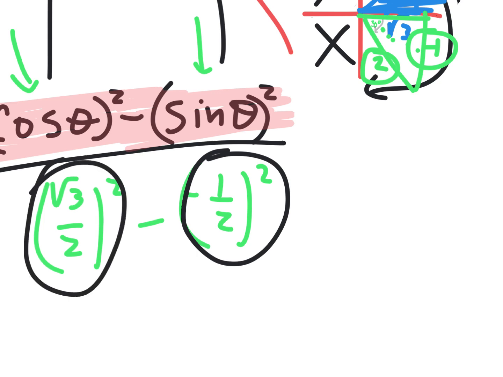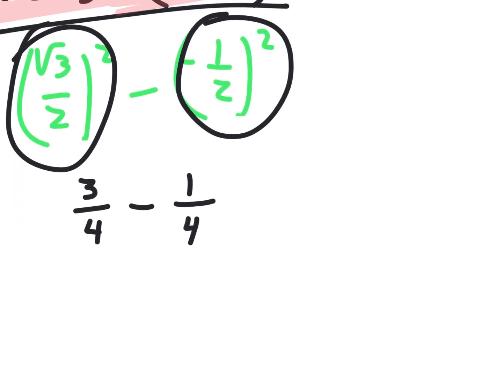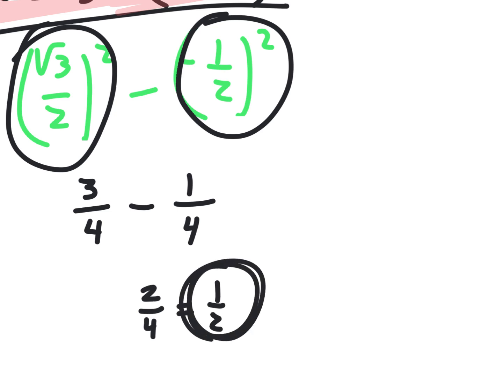Okay, so that is 1/4. That is square root of 3 times the square root of 3, which is square root of 9, which is 3, over 2 squared is 4, minus 1, negative 1 squared is going to be 1, over 2 squared is 4. Ooh, sweet. And that just works out to be 3/4 minus 1/4, which is 2/4, which is a half. And the answer after all of that is just a half.